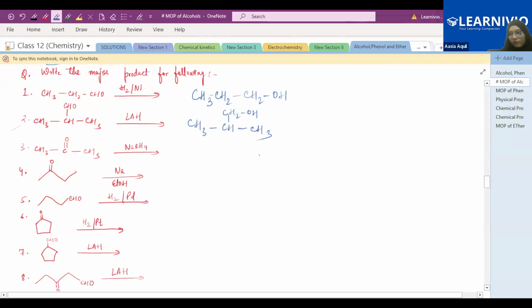Okay, now Aisha, third one. On reduction of this compound, what will be the product? Yeah, Jubita, tell me the third one.